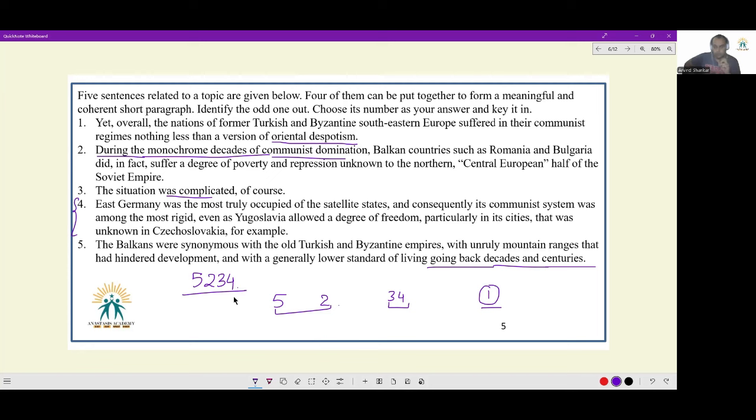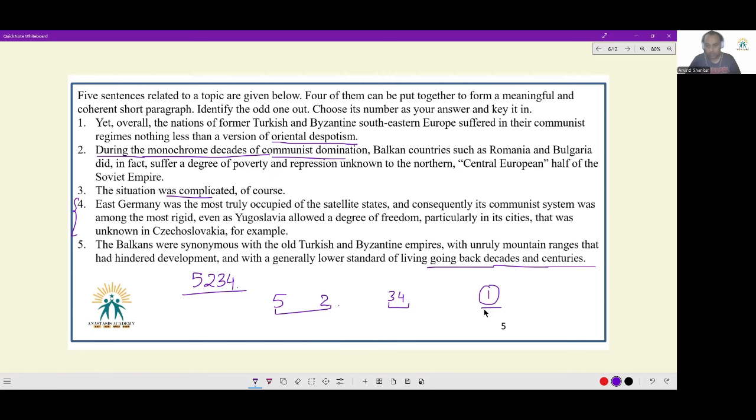During the monochrome decades of communist domination, Balkan countries such as Romania and Bulgaria, Balkan is also linked, did in fact suffer a degree of poverty and repression unknown to the northern central European half of the Soviet Empire. Okay, the situation was complicated, of course. East Germany was the most truly occupied of the satellite states, and consequently, its communist system was among the most rigid. Even as Yugoslavia allowed a degree of freedom, particularly in the cities, that was unknown in Czechoslovakia, for example. Yet, overall, the nations of former Turkish and Byzantine Southeastern Europe suffered in their communist regimes nothing less than a version of Oriental despotism. I can't link 1 anywhere.